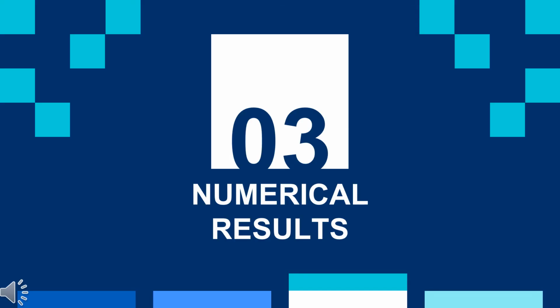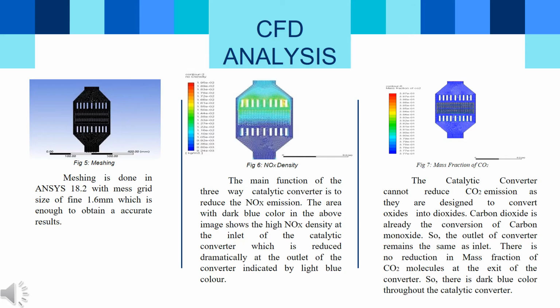Next we are going to discuss the numerical results. Let us discuss the CFD analysis. In figure 5, the meshing is done using ANSYS software version 18.2 with a fine mesh grid size of 1.6 mm, which is enough to obtain accurate results. In figure 6, we are showing the NO density. The main function of the catalytic converter is to reduce NO and CO2.